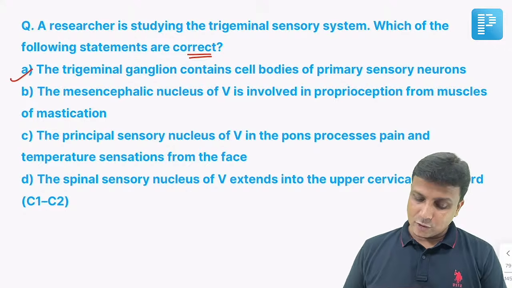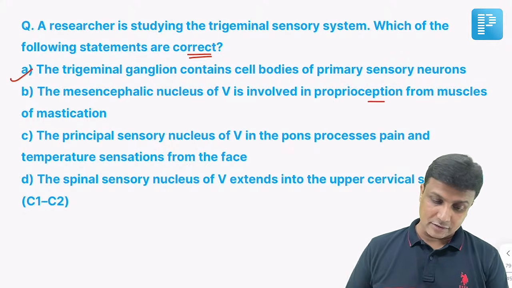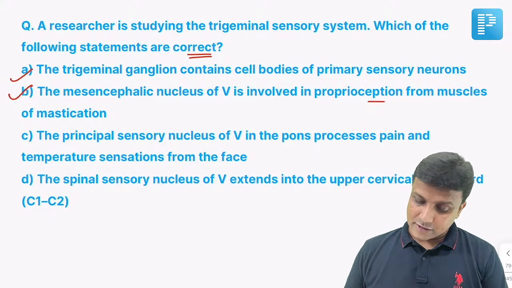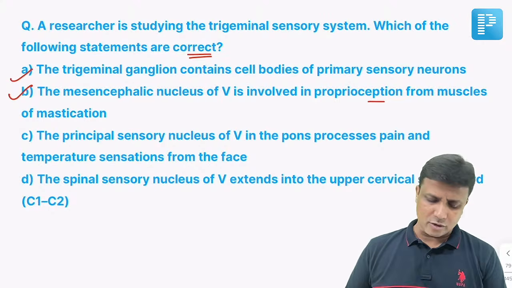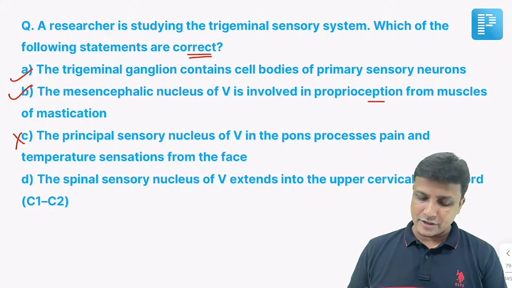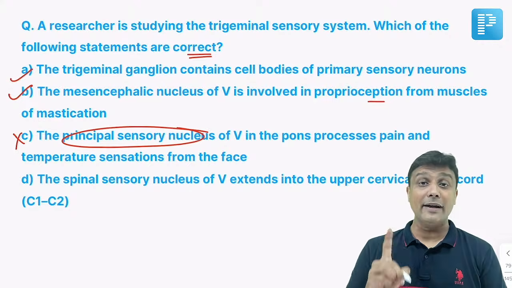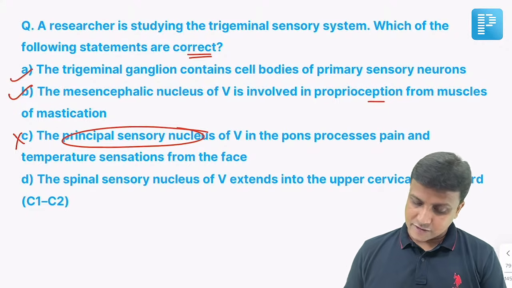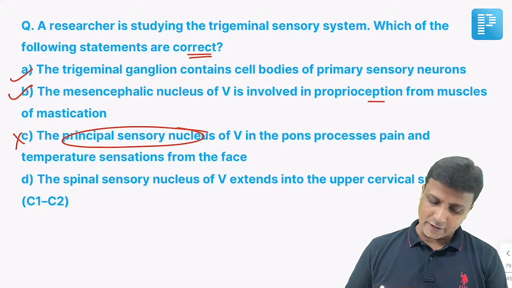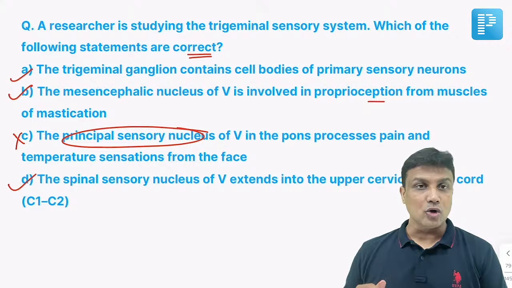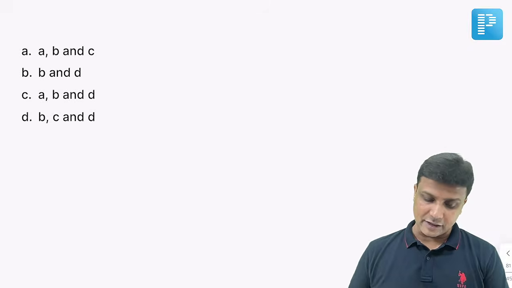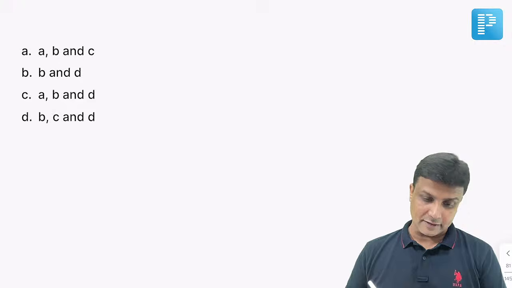The mesencephalic nucleus of the fifth nerve, the trigeminal nerve, is involved in proprioception from the muscles of mastication. Absolutely, this is also a correct statement. The principal sensory nucleus in the pons processes pain and temperature. No, this is the wrong one. Pain and temperature are not handled by the principal sensory nucleus, it is by the spinal nucleus. The spinal sensory nucleus of trigeminal extends into the upper cervical spinal cord. Yes, of course, up to C2. So options A, B and D are correct here. A, B, D is the right answer.